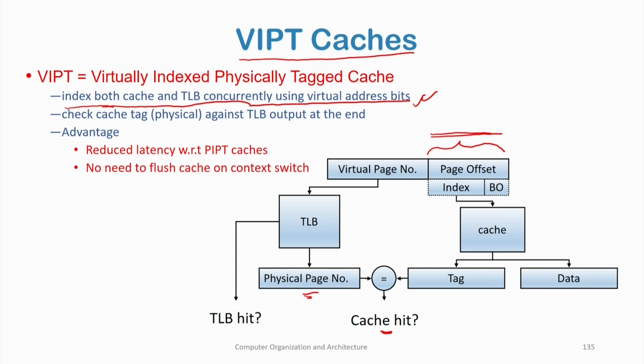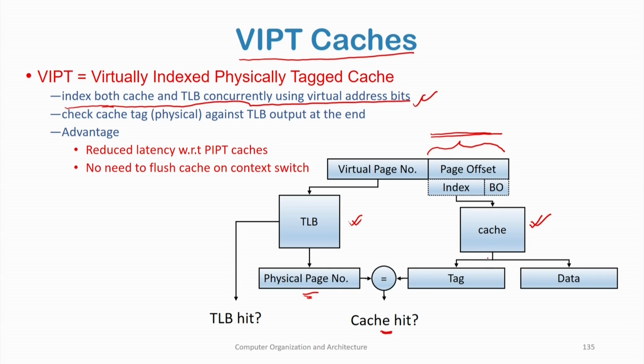I am still having the advantage that I had with virtually indexed and virtually tagged caches. Why? Because the TLB access and the cache indexing are happening in parallel, concurrently in hardware, and therefore, if there is a TLB miss, I just index the cache, get the data, and check subsequently whether this was a cache hit.